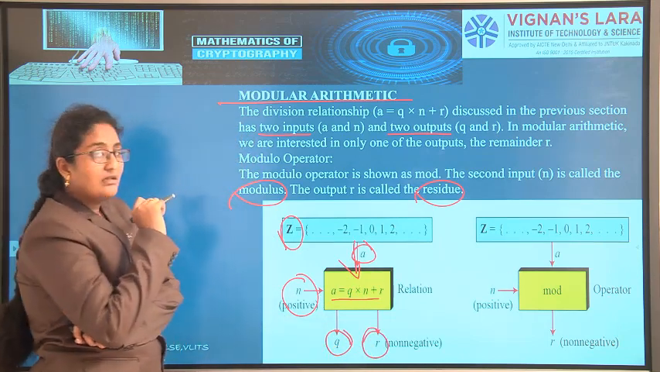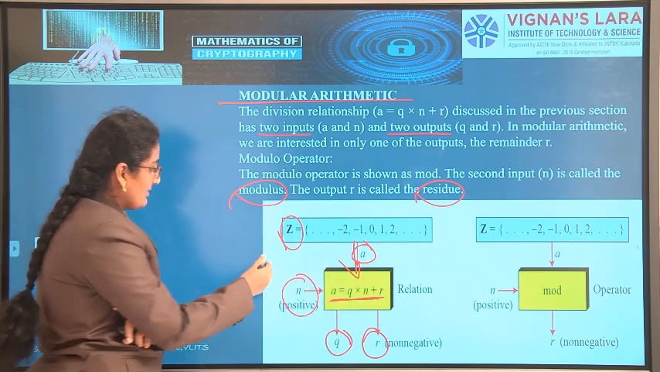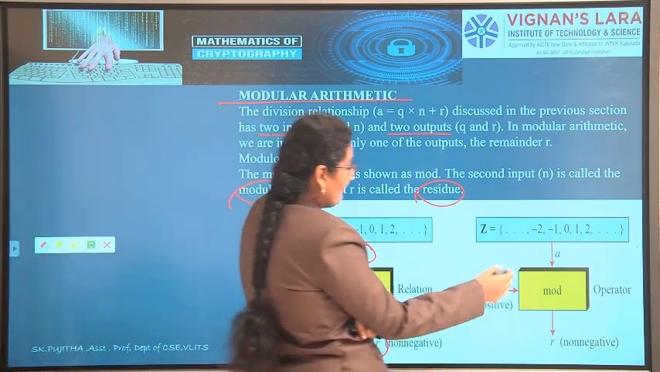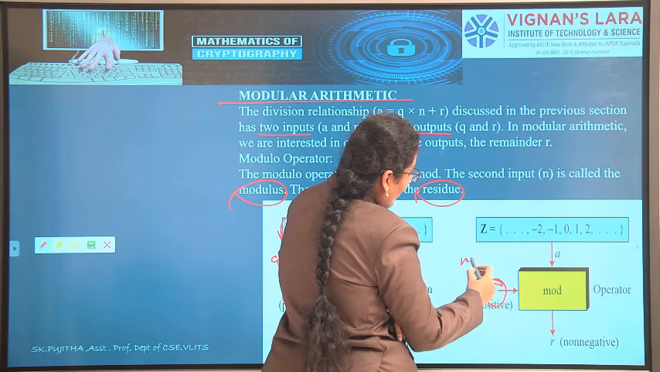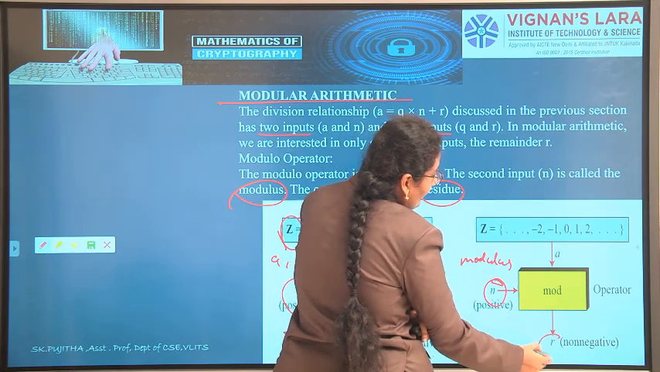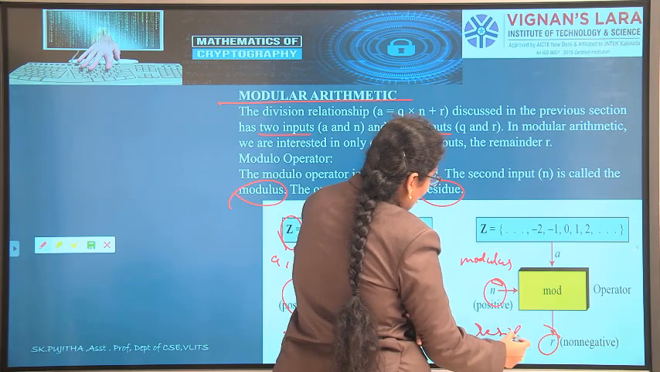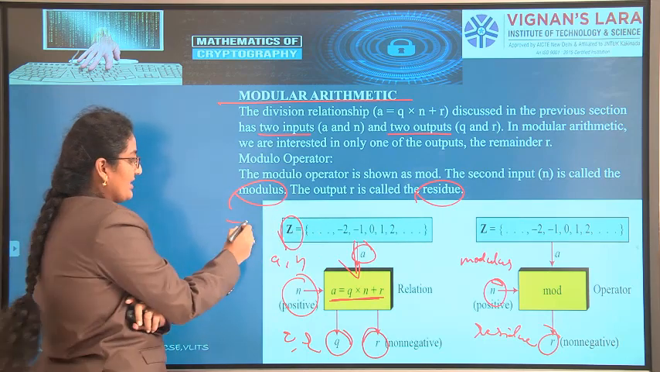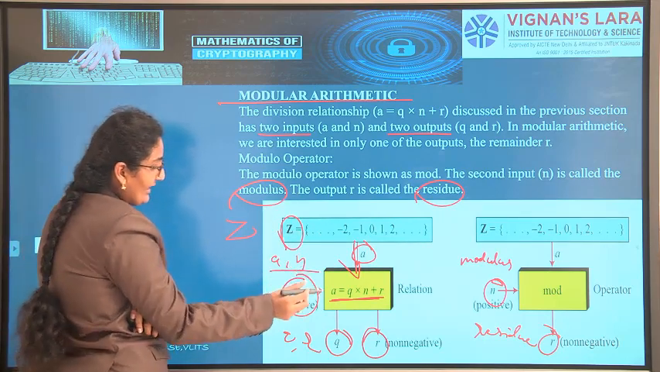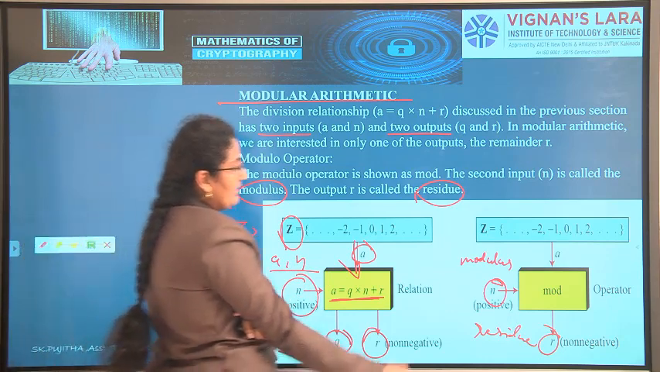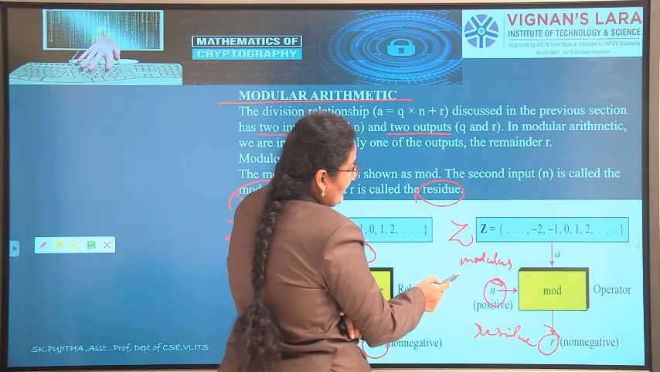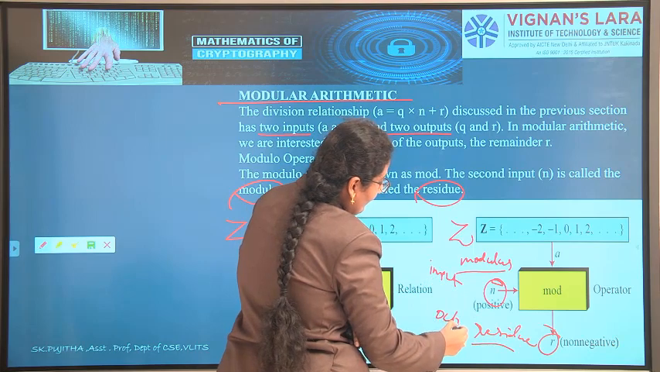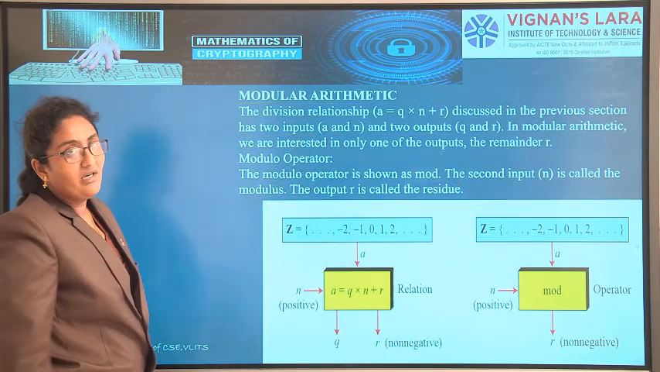Taking integers, for the division operation we give two inputs, A comma N, and the outputs are Q comma R. But in modulus, we have only one input, N, the modulus, and one output, the residue. This is the difference between the division and mod operations. In both cases we are taking integers Z. Here we give two inputs A comma N and get two outputs Q comma R. Here N is the modulus, the only input, and the residue is the output.